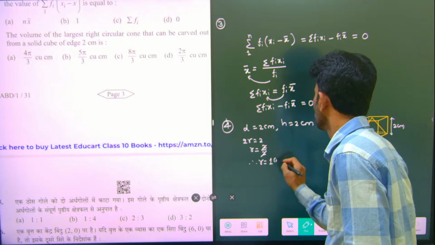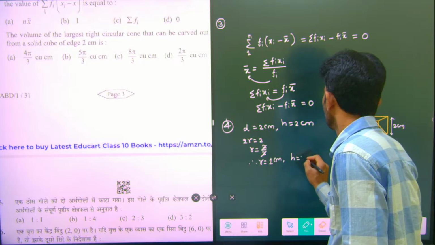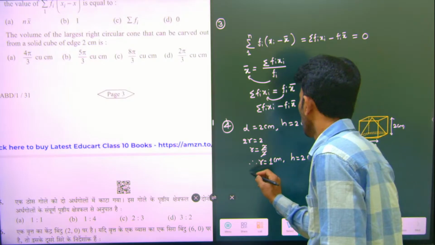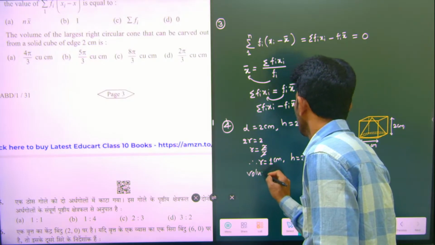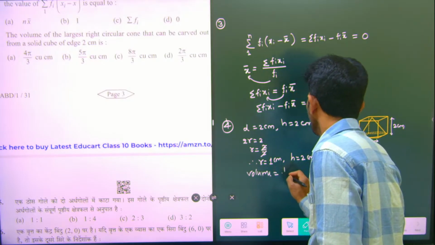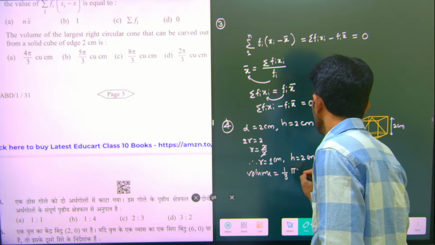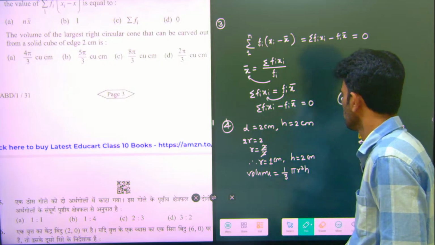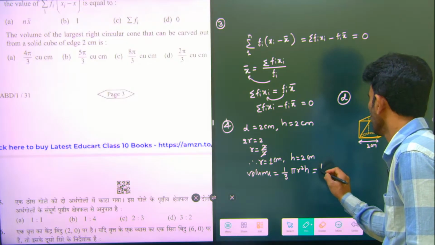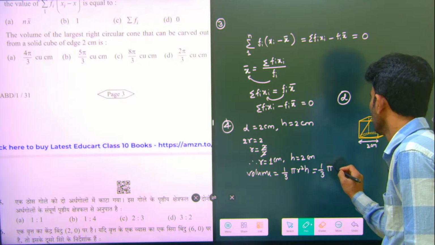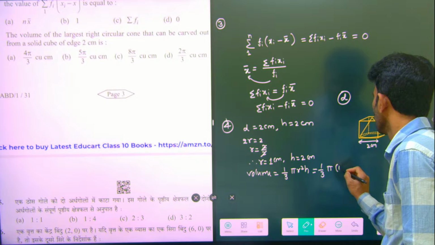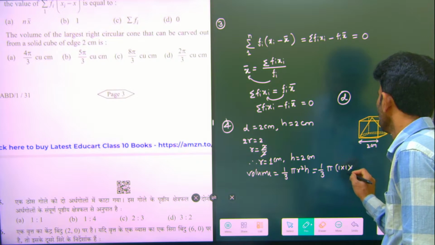R is equal to 1 centimeter. Height is equal to 2 centimeters. Now volume we have to find. What is the volume of a cone? Volume of cone is 1 by 3 pi r square h. So that is going to be 1 by 3 pi into r square, means 1 square, 1 into h, which is 2.